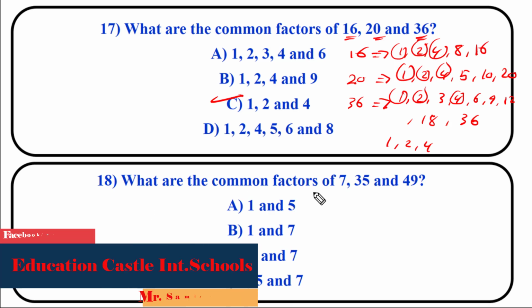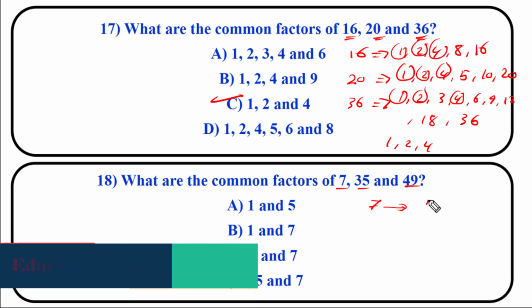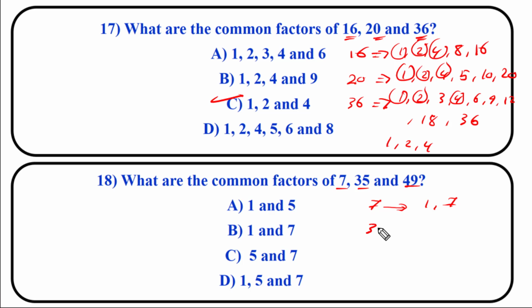Next, what are the common factors of 7, 35, and 49? It's easy. 7 is what, guys? It is a prime number. Its factors are 1 and 7. 35 is what, guys? 35 is 1 times 35, and 7 times 5. So we can say 1, 5, 7, and 35. 49 has only 3 factors: 1, 7, and 49.